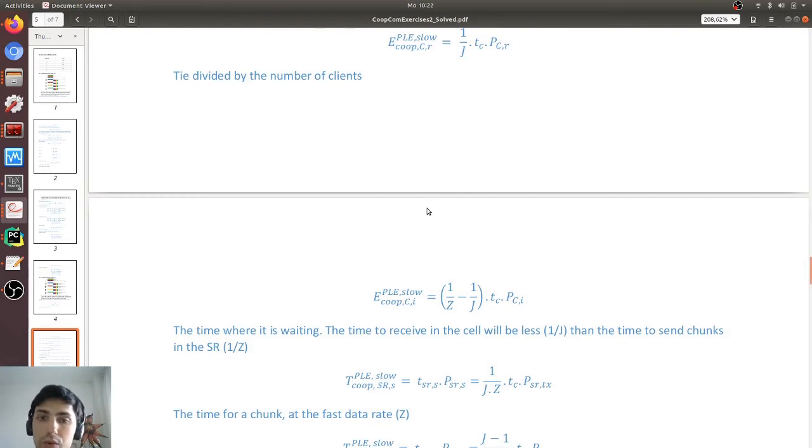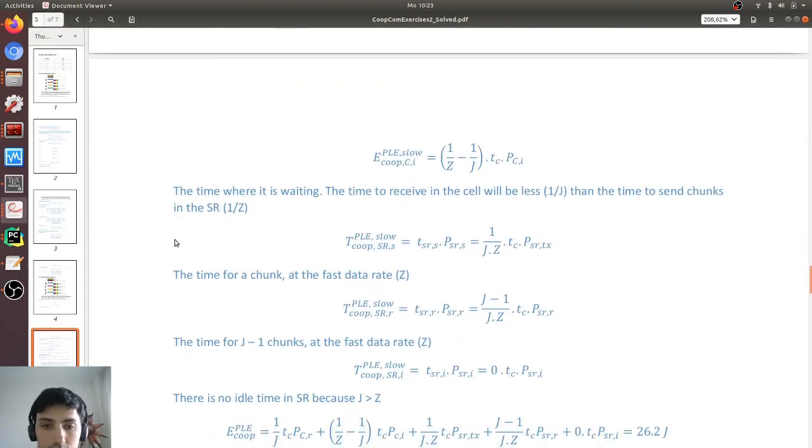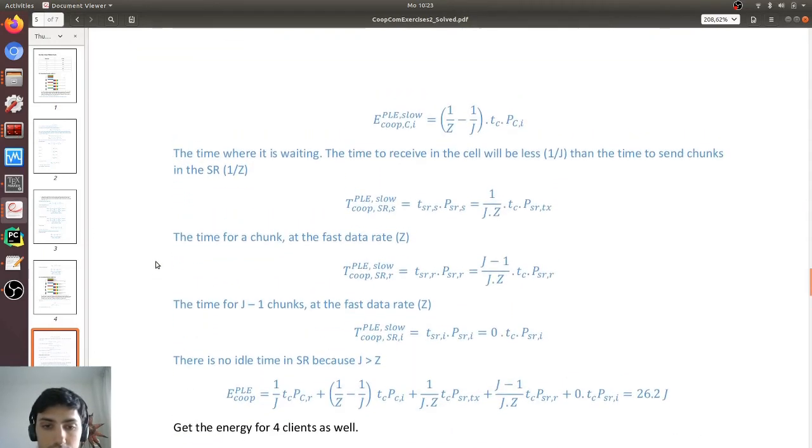So with this we have the contribution of the cellular network. We have the contribution of the cellular while receiving and the contribution of the cellular while being in idle. Now let's see what's going to be the contribution of the short-range communication. Because the short-range communication is slower than the cellular network, we are not going to have idle time here. We'll just have time to receive and to send. So we can just put it here.